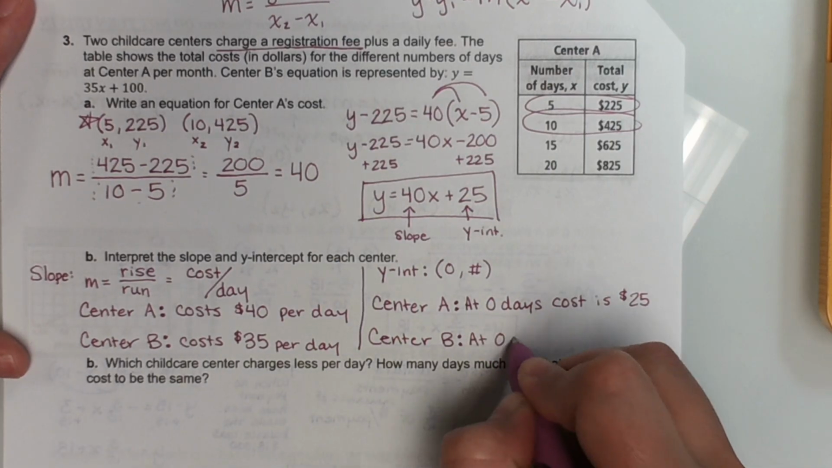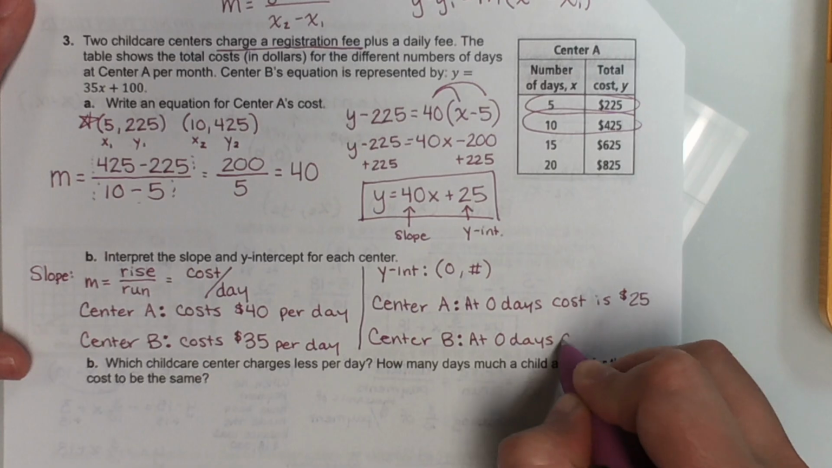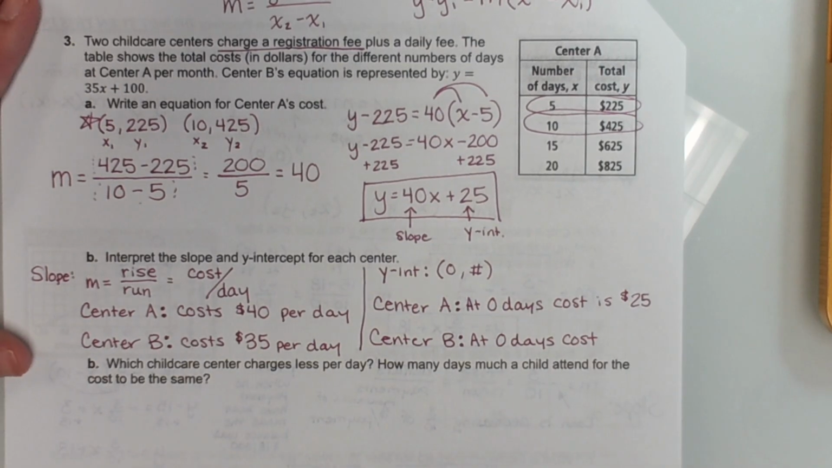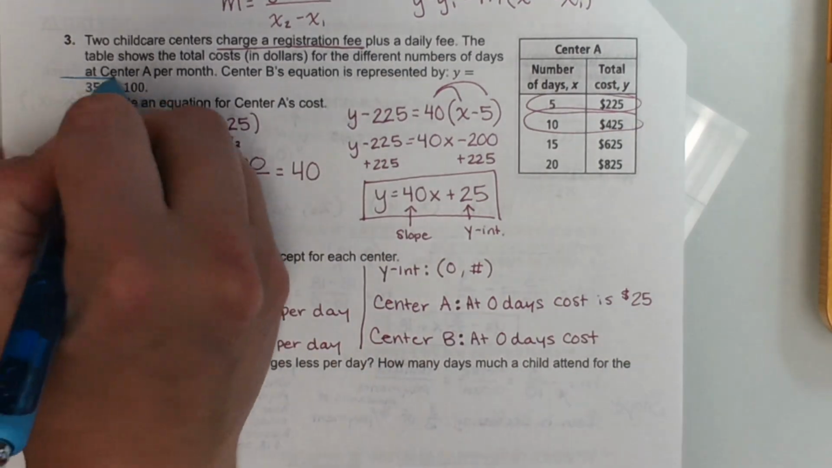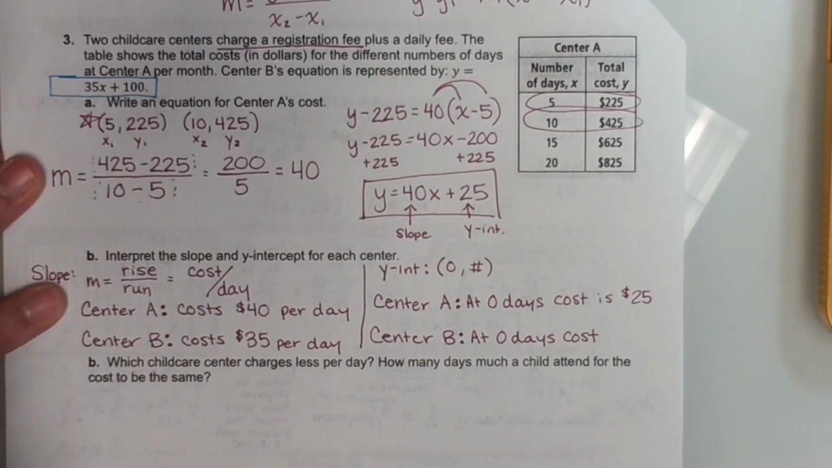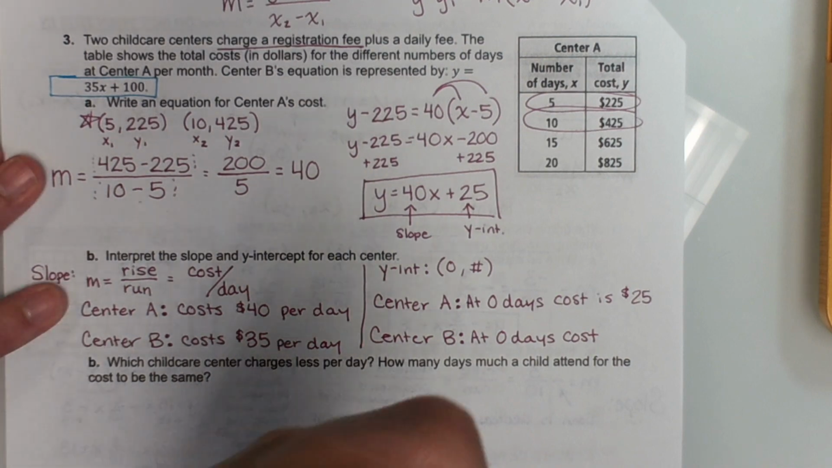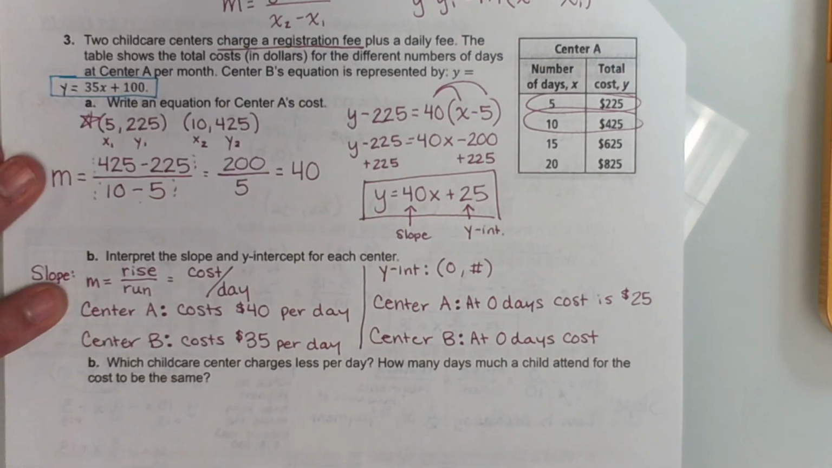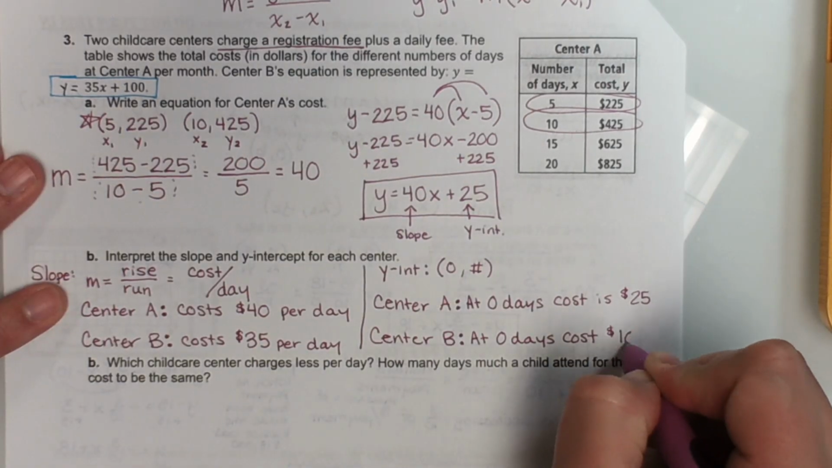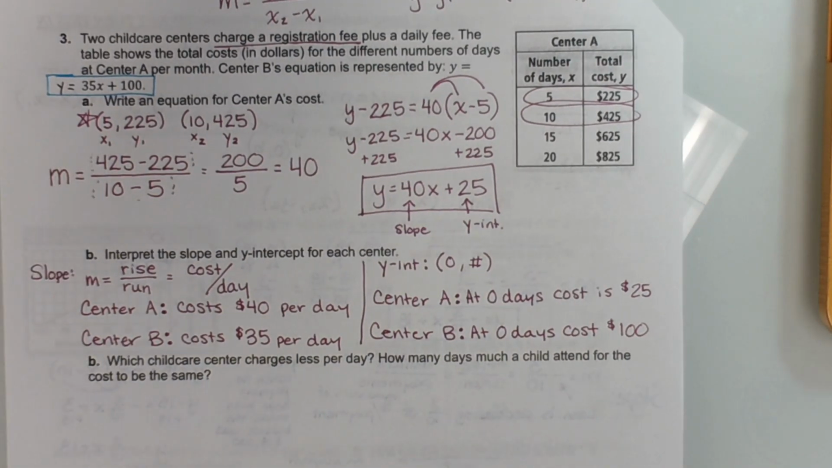Center B at 0 days, what would be our cost? Remember, center B's equation is written in the actual problem itself. $100. It's all about interpreting units.